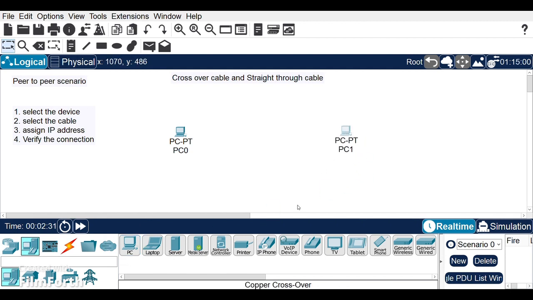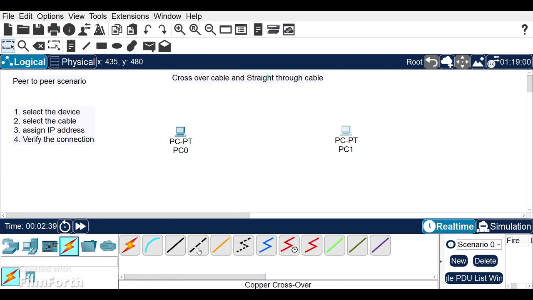Once we have these PCs and devices, what we need to do is select the cable. So how should we select the cable? There should be automatic cable, or copper straight through, or crossover. For that I'm going to tell you a few points.